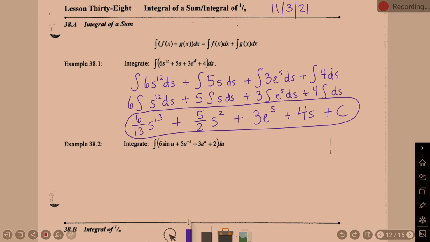So the integral of 6 sine u, so I'm going to say 6 integral of sine u du, plus, I'm going to pull out the 5 and say the integral of u to the -5th du, plus, I'm going to pull out the 3, and it's the integral of e to the u du, and plus integral of 2 du, so I'm going to pull out the 2, and it's 2 integral du.